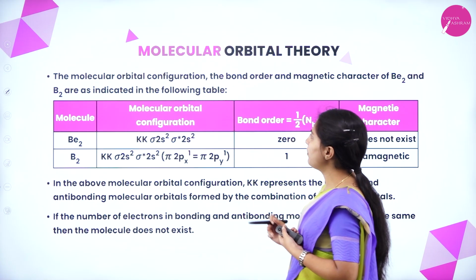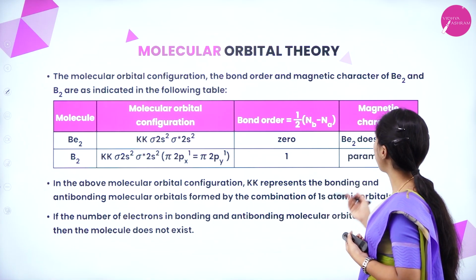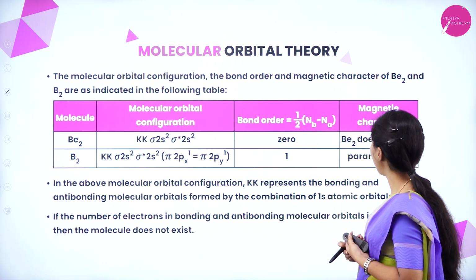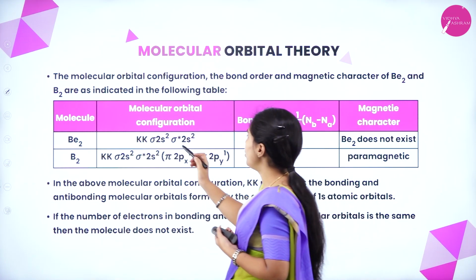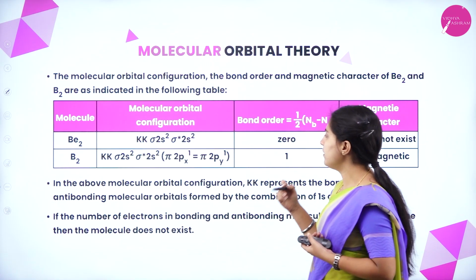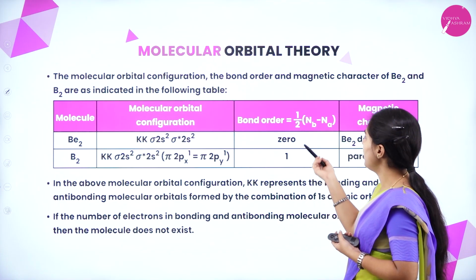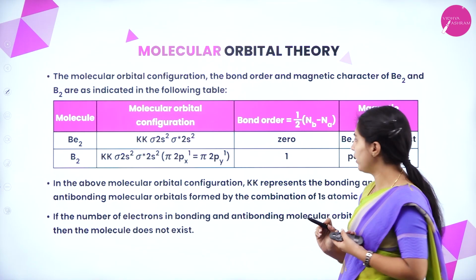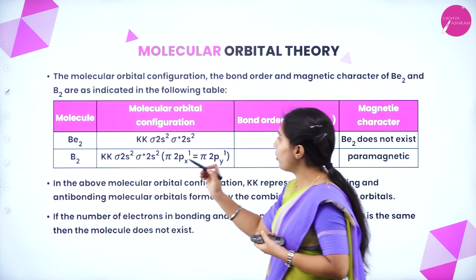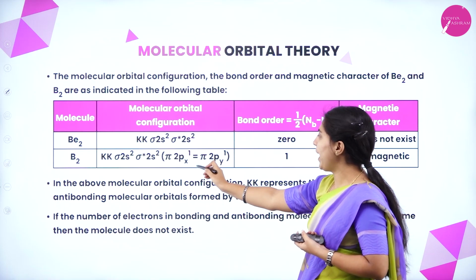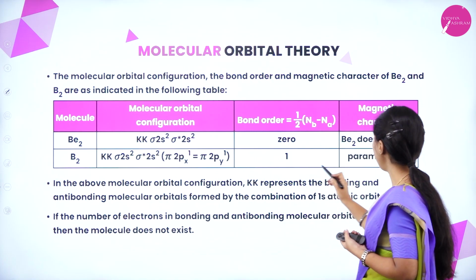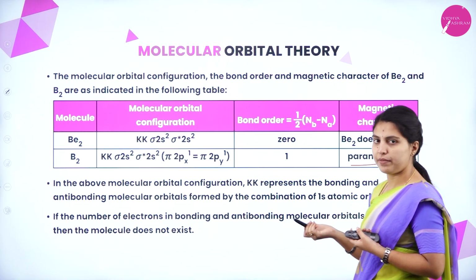The molecular orbital configuration, the bond order and the magnetic character of beryllium 2 and boron 2 are indicated in the following table. Beryllium 2: 2s2 and sigma star 2s2, bond order 0. That molecule also does not exist. Boron 2 means 2s2, sigma star 2s2, 2px and 2py, that is bond order 1, paramagnetic in nature.